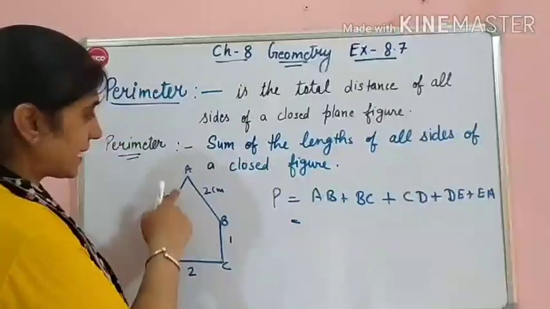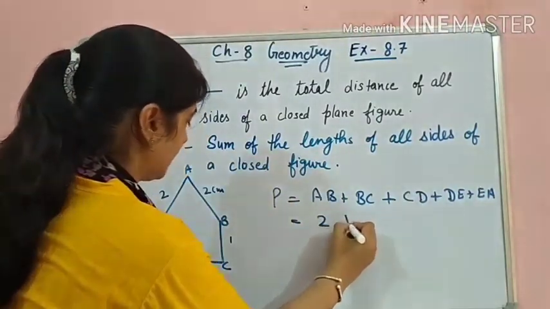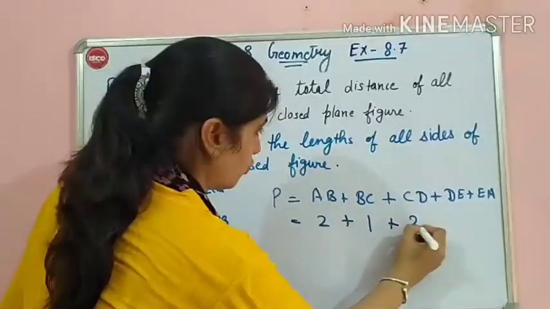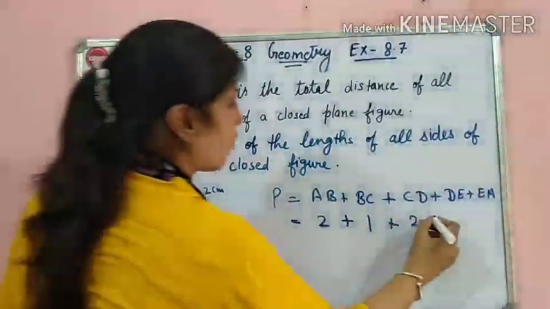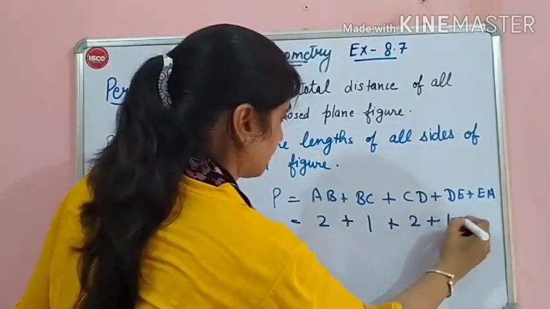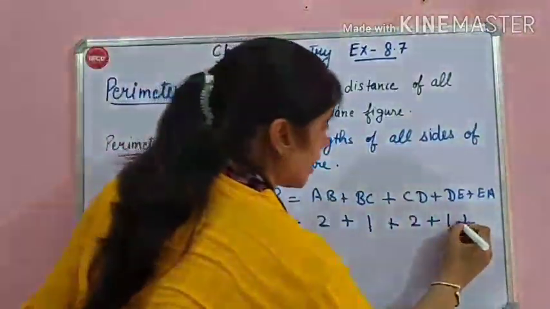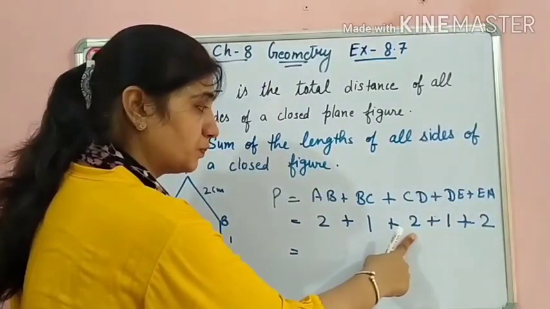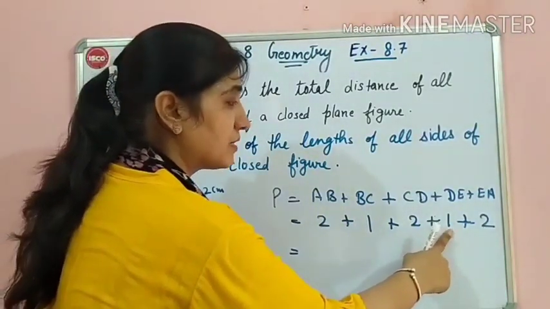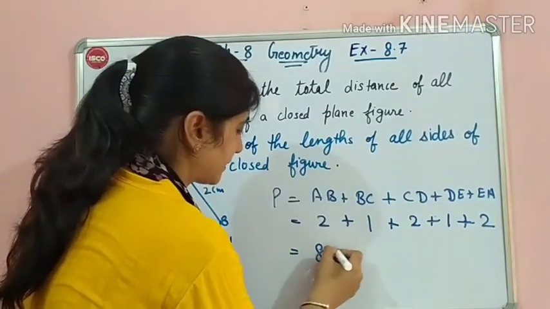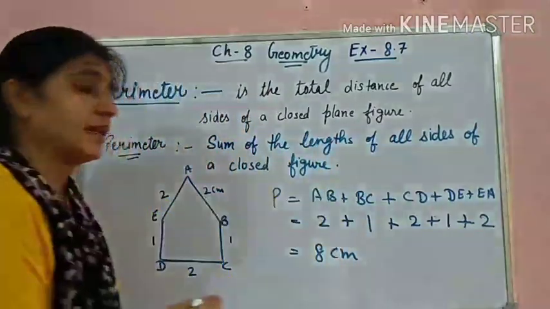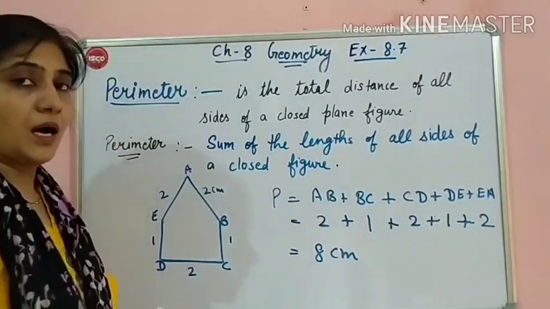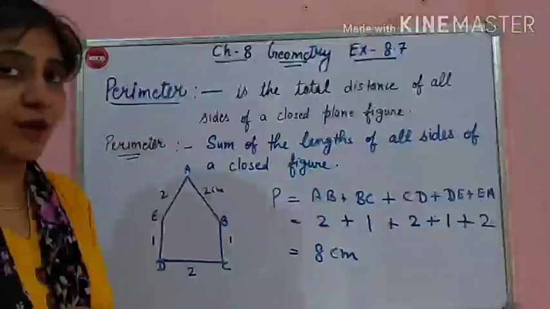Okay. What is the length of AB? 2 centimeter. Then BC 1, CD 2, DE 1 and EA 2. Add them. 2 and 1 is 3, 3 and 2 is 5, 5 and 1 is 6, 6 and 2 is 8. 8 centimeter. It means the perimeter of this pentagon is 8 centimeter. I hope the concept of perimeter is clear to everyone.